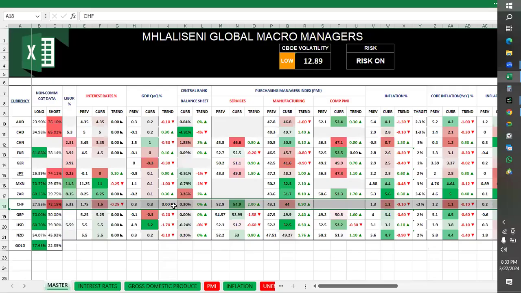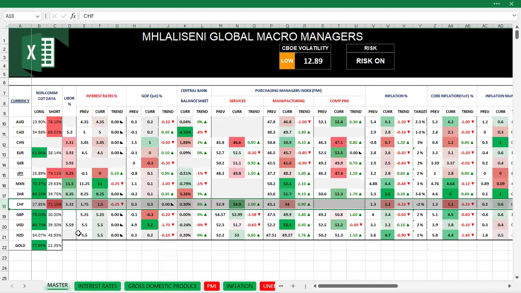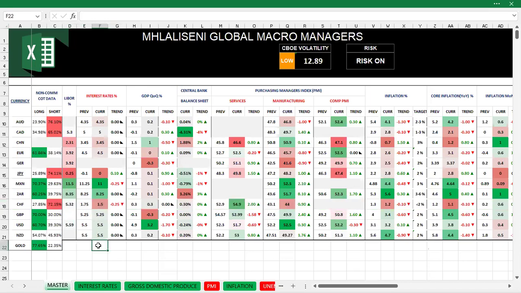So like I said, one of the reasons I sold the Swiss franc against the pound as well as the Australian dollar, besides some of the economic factors or indicators, was interest rates. Remember what I said: the higher the interest rates, the higher the return, which means the lower the interest rates, the lower the return. In this case, the Swiss franc had an interest rate of 1.75.